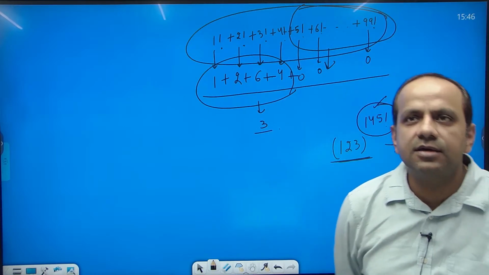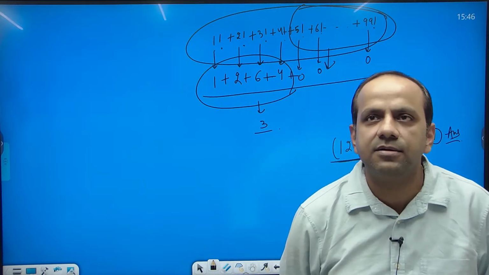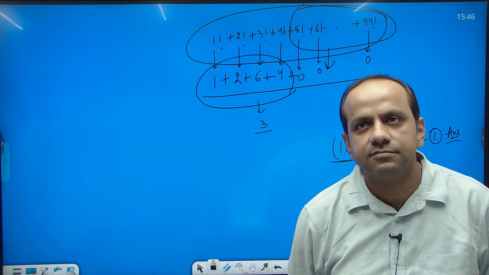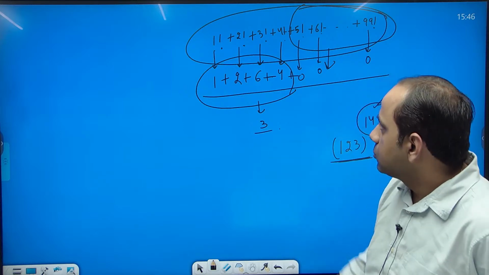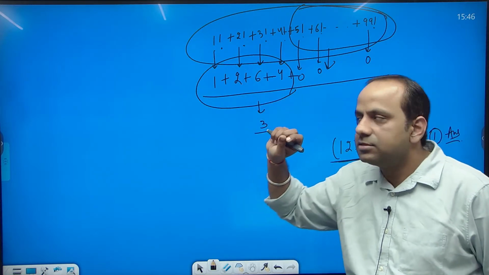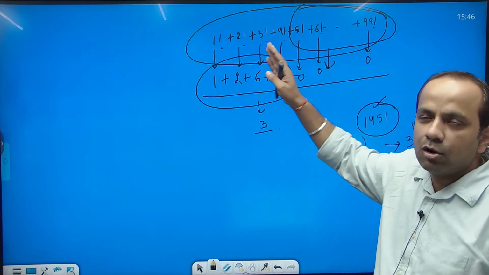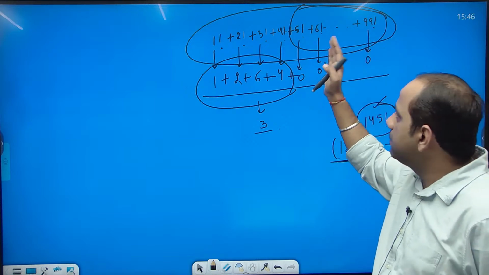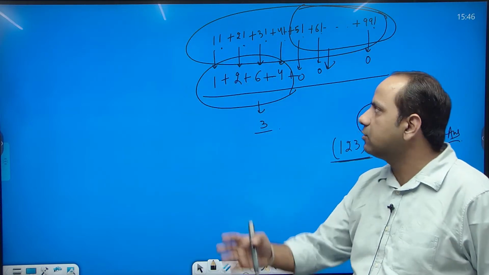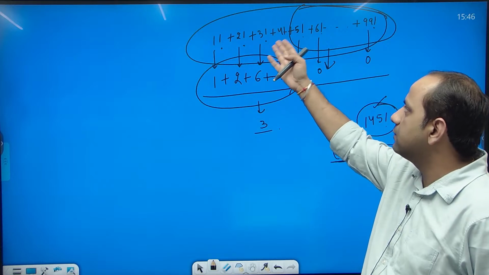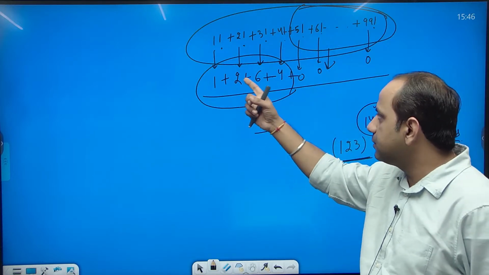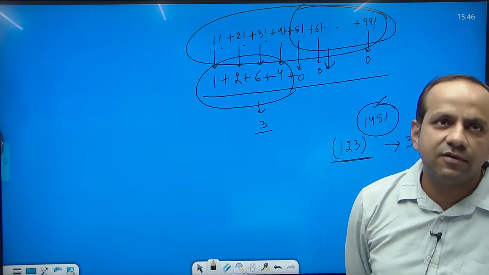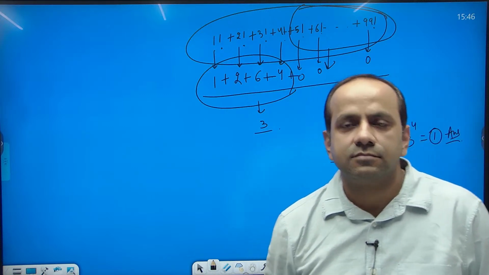I hope this is clear, or should I repeat it? Clear? So when we are adding these factorials, after 5 factorial, all the factorials will end with 0. So they will give you unit digit 0. But before 5 factorial, we have 1 factorial, 2 factorial, 3 factorial, 4 factorial. Their unit digits will be 1, 2, 6 and 4. If I add all of them, the unit digit will be 3. Got it?